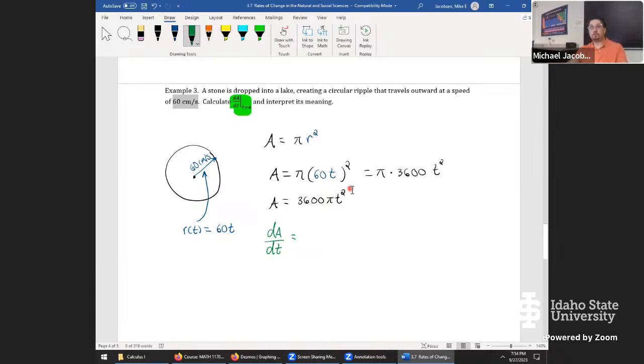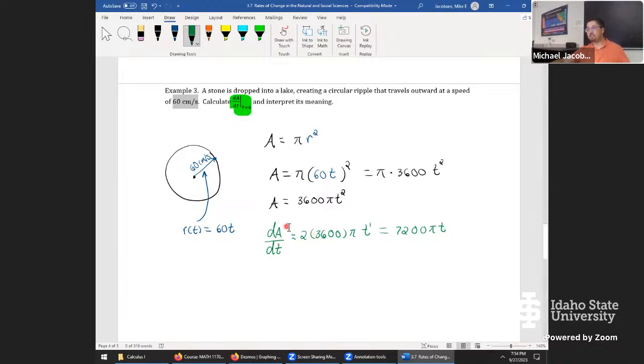differentiating this function, it's just an ordinary kind of derivative. 2 will come down when we take the derivative. And so now it's 2 times 3,600 times pi t to the power of 1. And if we simplify that, we have, let's see, we're getting 7,200 pi times t.